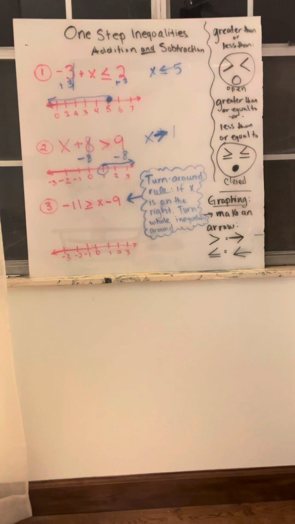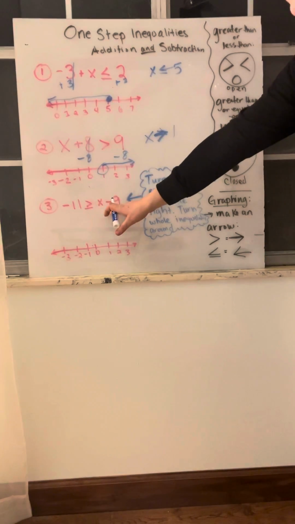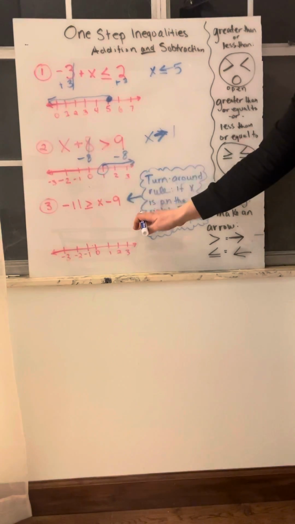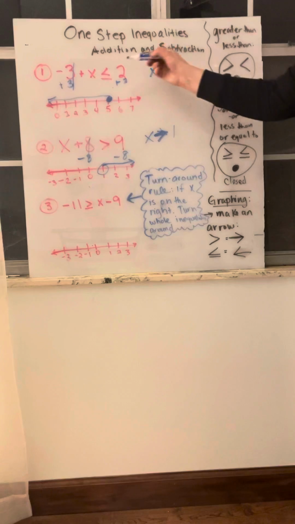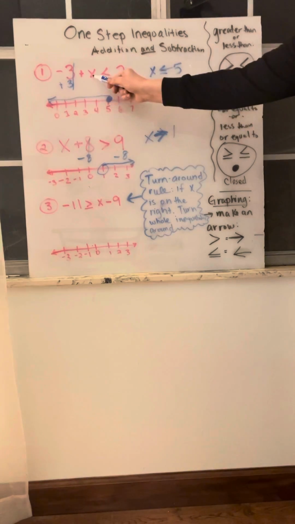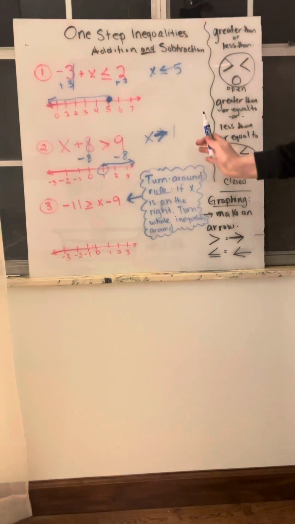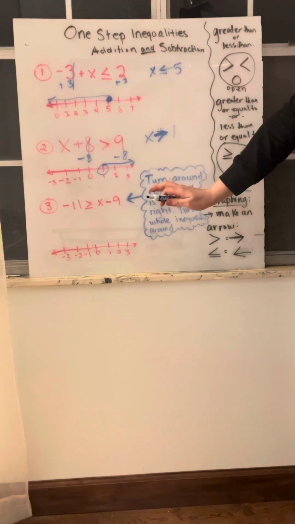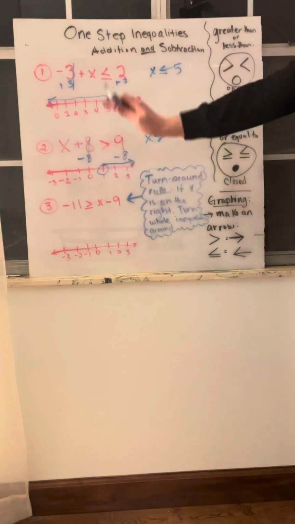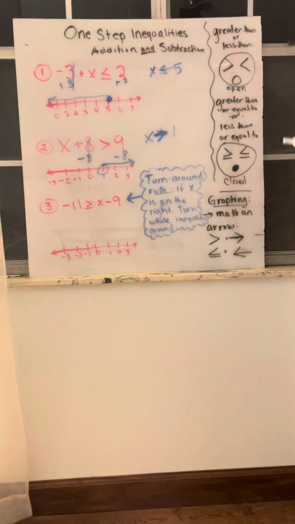All right. There's a turnaround rule. And the turnaround rule happens if the x term is on the right side instead of the left. If you look at these two problems, the x is on the left side. Okay, that's a normal problem. When it's on the right side, you want to turn the whole problem around. You want to rewrite it, okay?